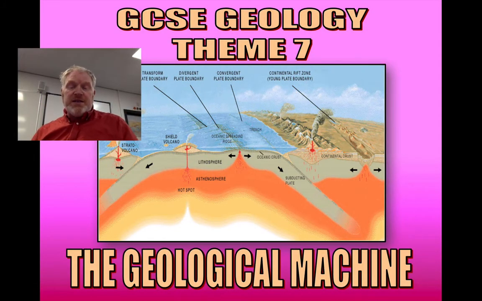Hi, in today's lesson we're going to start a new theme. This is the end of the first part of the course, theme 7, I call it the geological machine. What we've now done is looked at the materials that make up the earth. We now need to move on a step. We need to start thinking about how these materials actually start to interact with each other. What are the driving forces behind the rock forming processes we've been looking at?